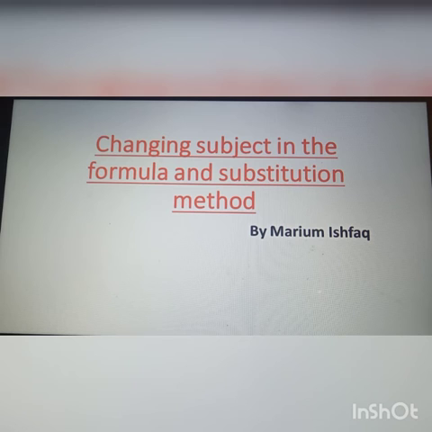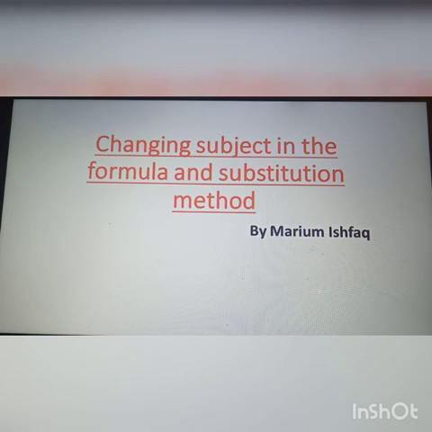Good morning, students. Topic today is changing subject in the formula and substitution method. This is a very important topic for students of grade 9, 10, O levels and matric stream as well. As given in the objective, we will do the work for changing subject in the formula.